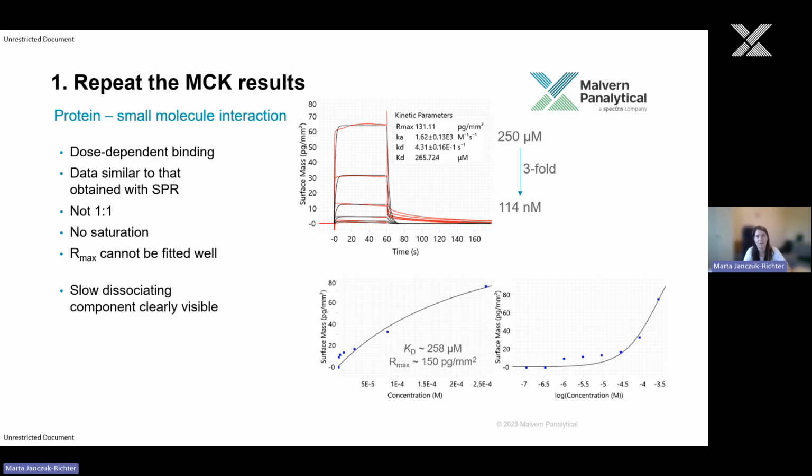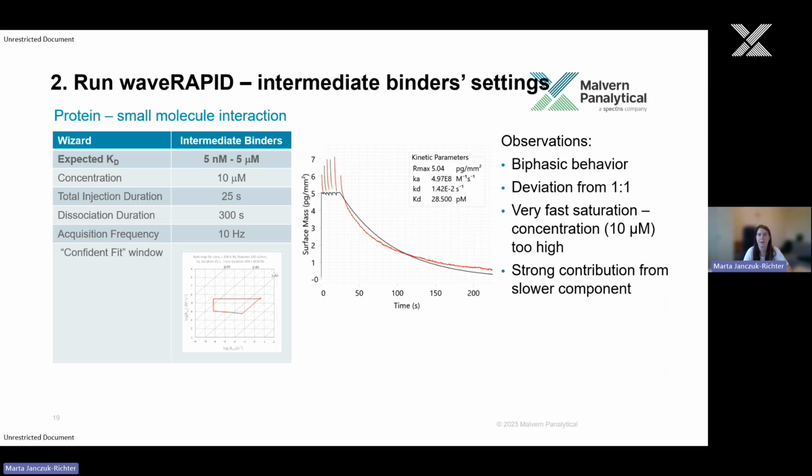So maybe we can use waveRAPID to quickly check if this information will be helpful. Maybe this binding is actually tighter, not that weak. Okay, let's run waveRAPID. As we don't know much at the beginning, we only see that there is some binding and maybe it's tighter than we expected. Let's start with intermediate binder settings to see where we are going.